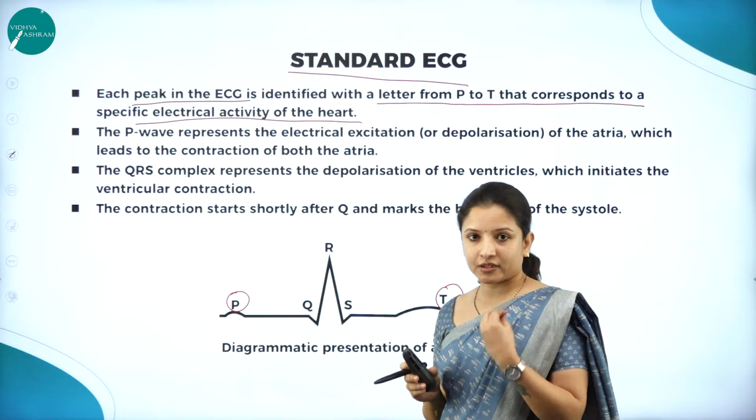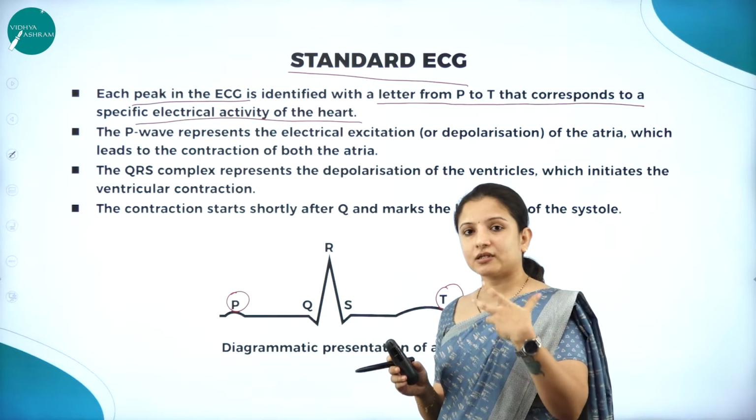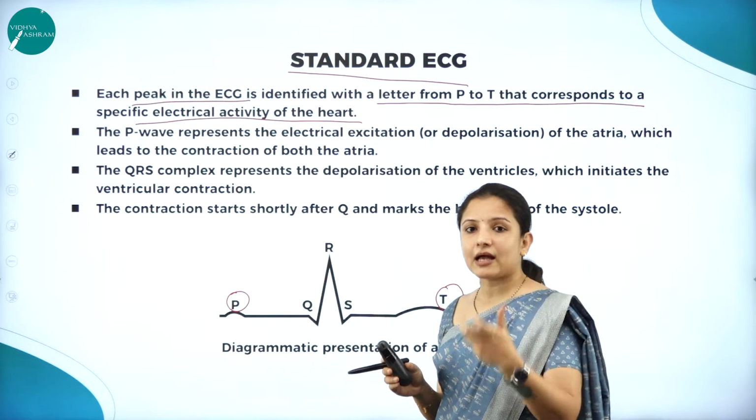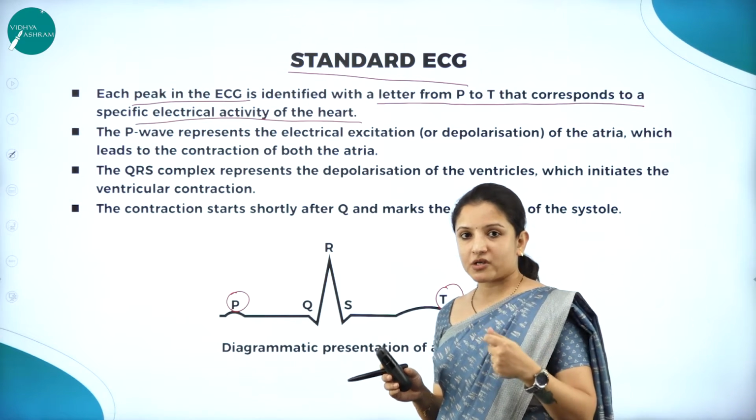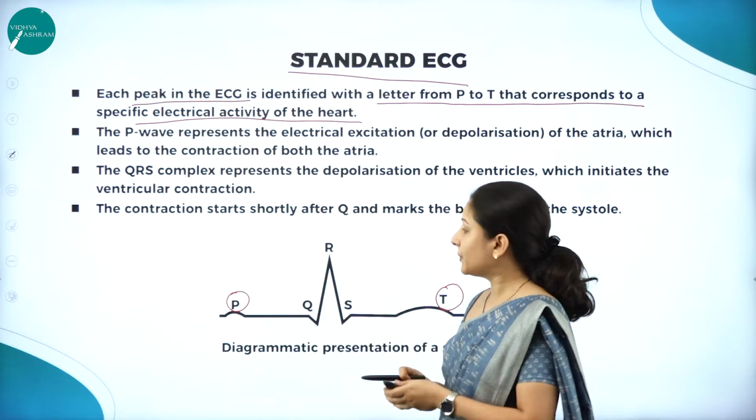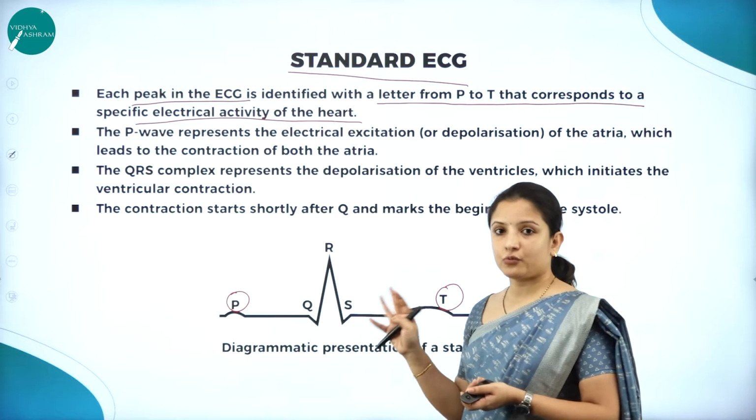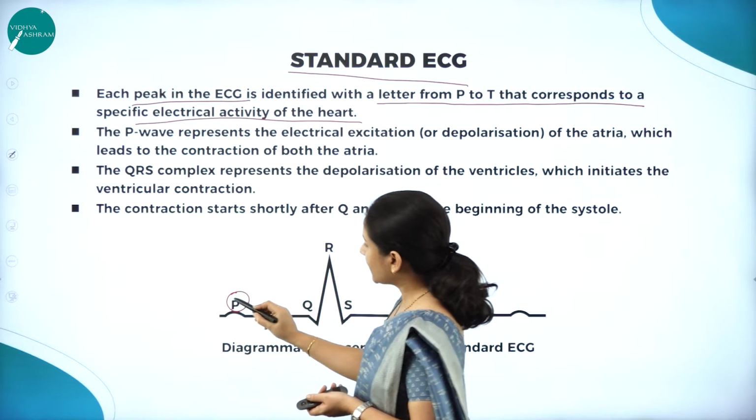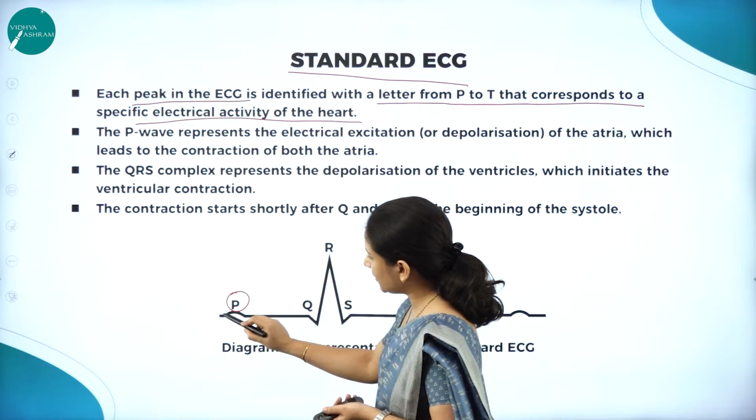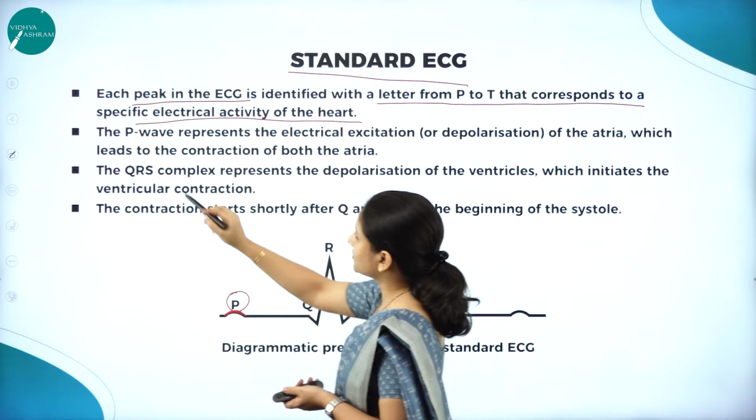How our heart beats will be detected in the form of electric currents, and that will be detected by the machine, and that will give the peaks like this. So what each of these peaks represents, we shall understand. Here they have given a P wave. Can you see this P wave here? So what is this P wave?